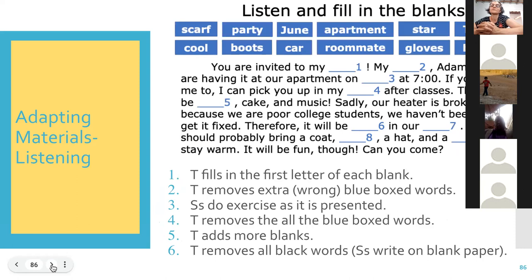Then the next one, adapting materials, is the listening exercise. Every lesson has a listening exercise where they listen and write the words that they hear. If you want to make this simpler, for number 1, I've got down here in the level of complexity, to make it very simple, the teacher could fill in the first letter of each blank.